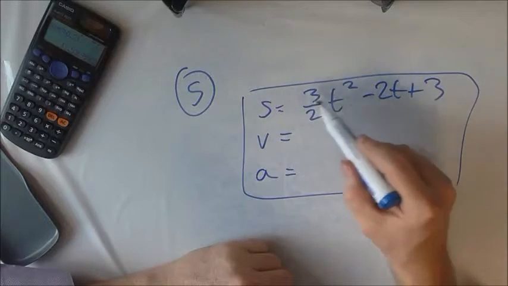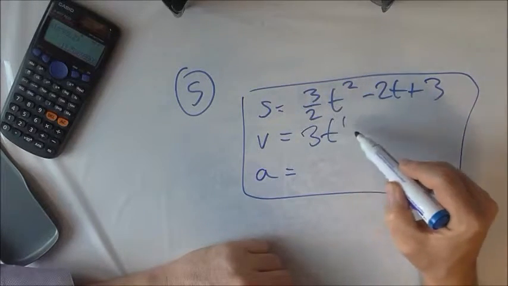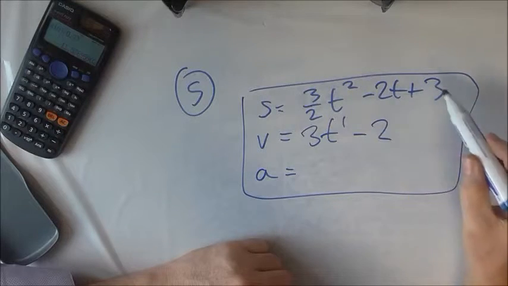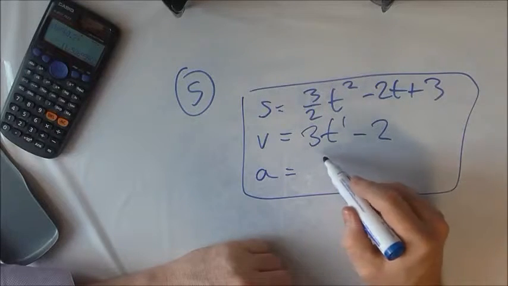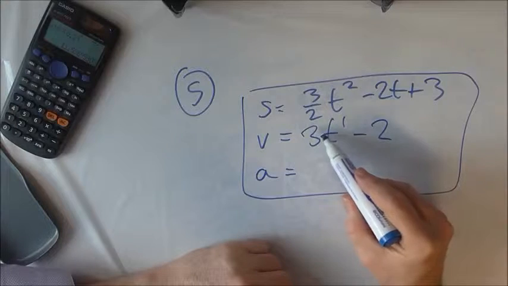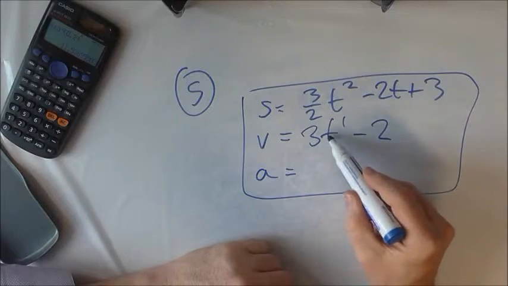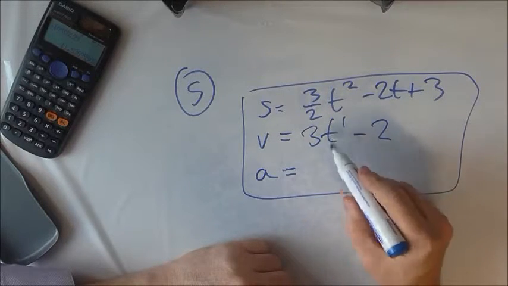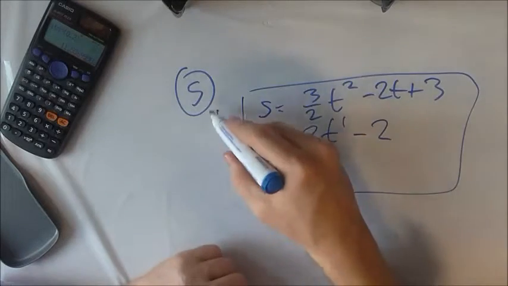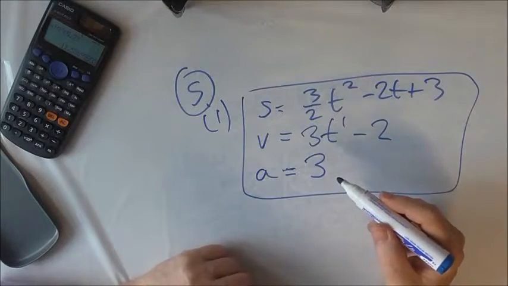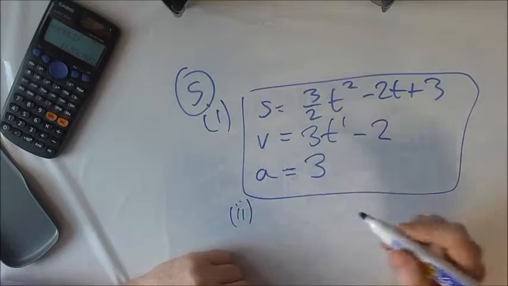So differentiate this: that times that is 3, reduce that by 1. The derivative of that is just 2, and that disappears. Differentiate again. The derivative of a linear expression is just the coefficient of the t or the x. So there we go, that's Roman numeral part 1. The acceleration is 3. Now what's the velocity after 5 seconds?